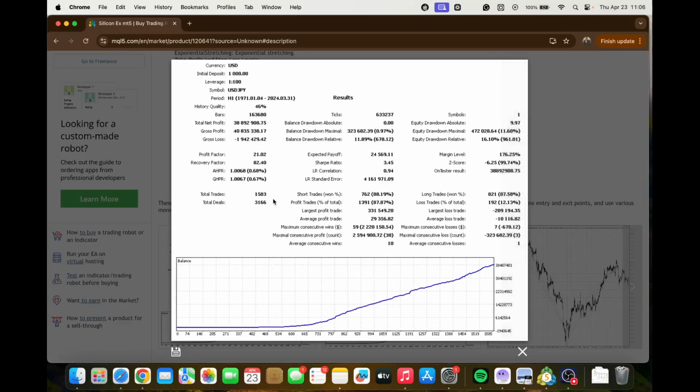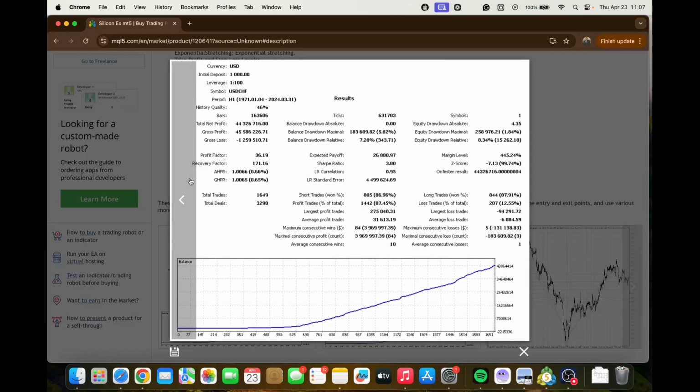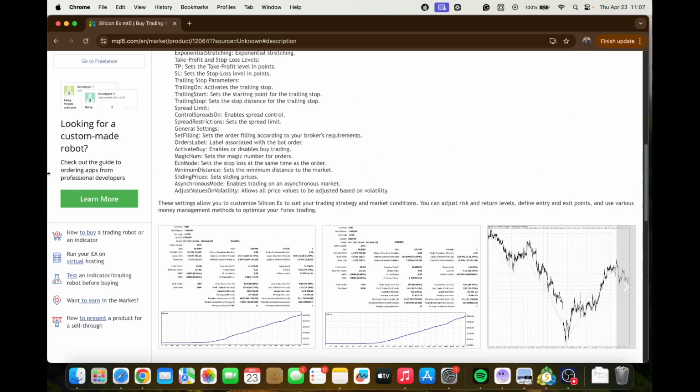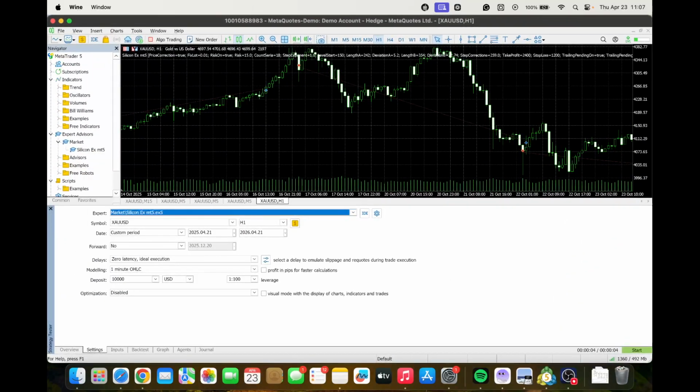And these are some backtest results from the developer. Backtesting from 1971 to 2024. That's a couple of years in that. And history quality, of course, will be low, 46%. But we have some numbers here as advertised. And I'm going to compare all of these numbers because I had the opportunity to run my own backtest. And let's see how that went.